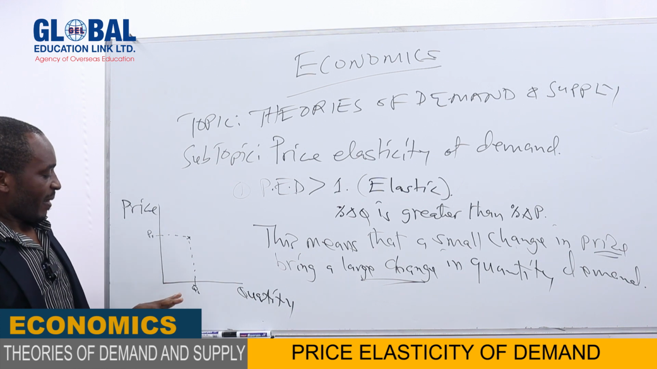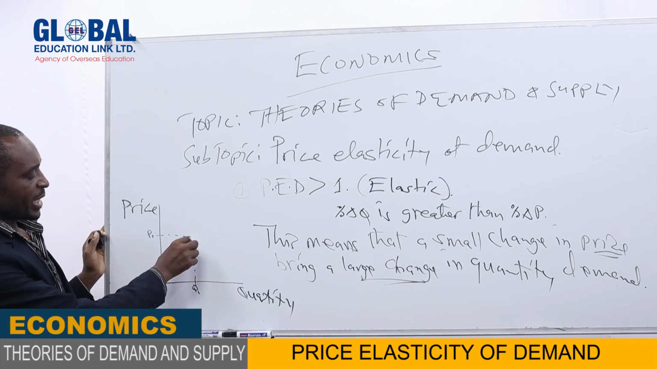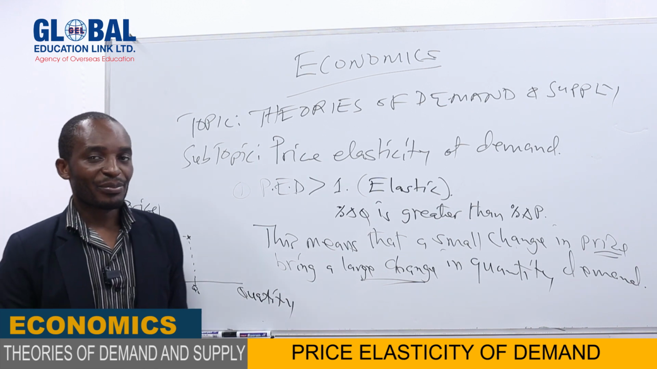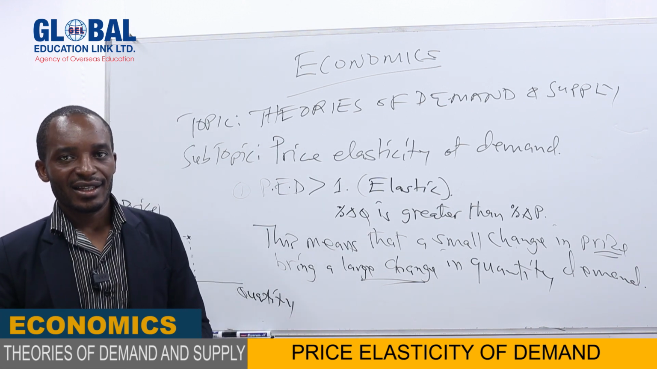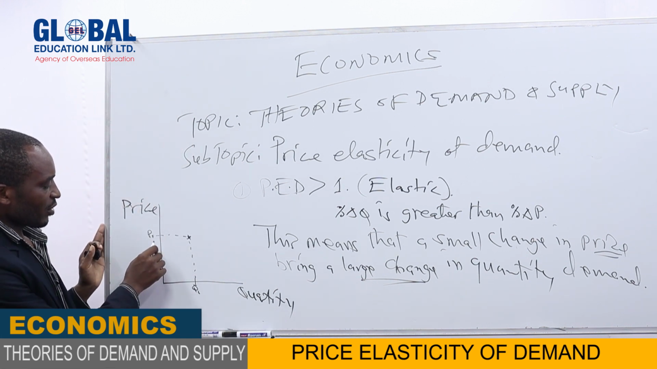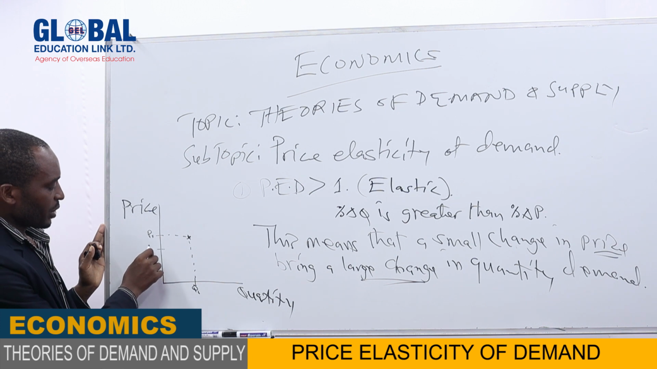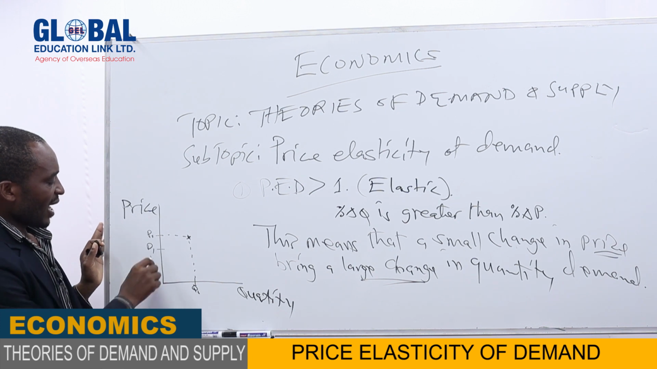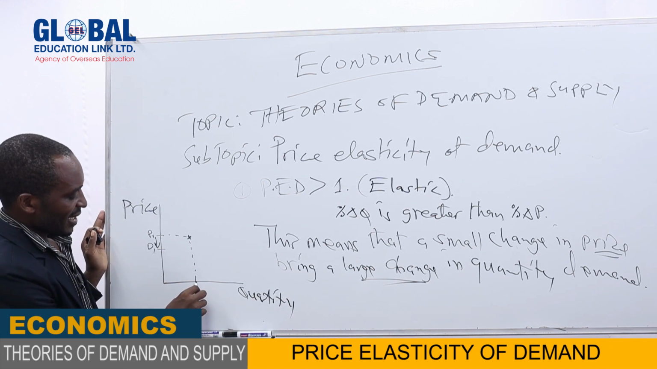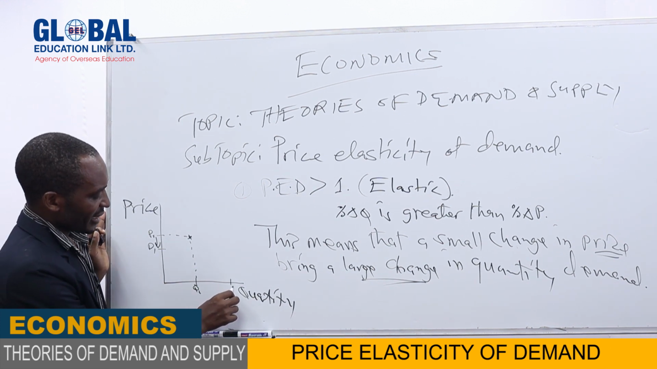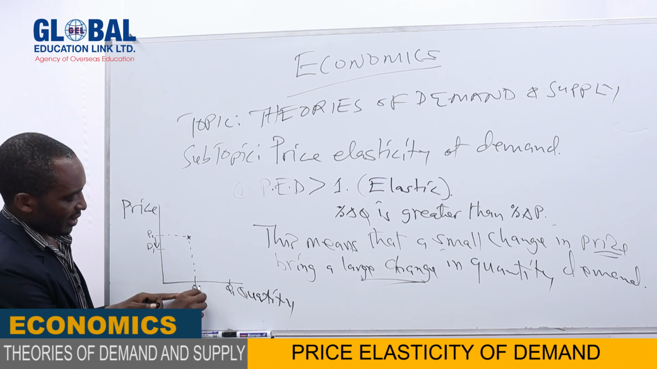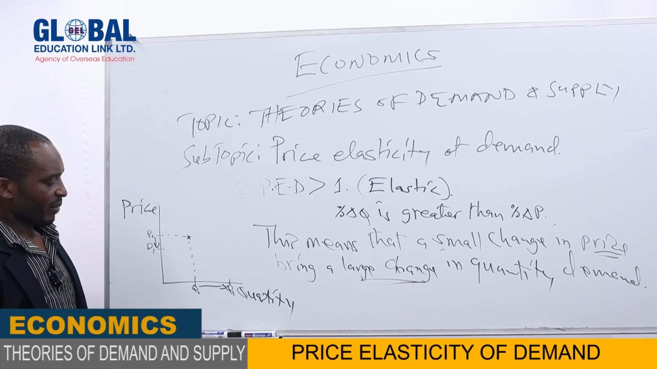So our original point is this one. Now assume the price decreases, let's say from P naught to P1. Now a small decrease in the price brings a large increase in quantity. It means a fall in the price brings a large increase in quantity.